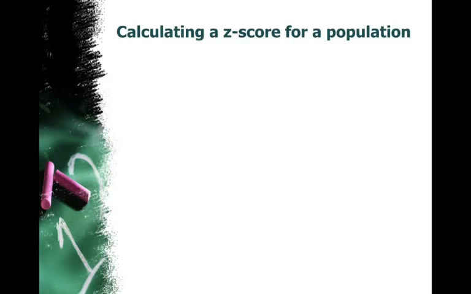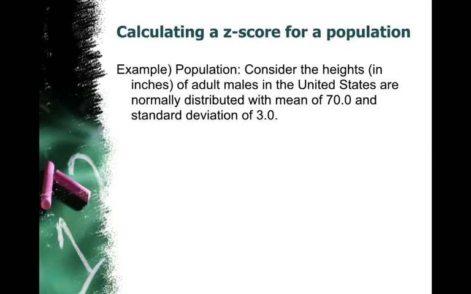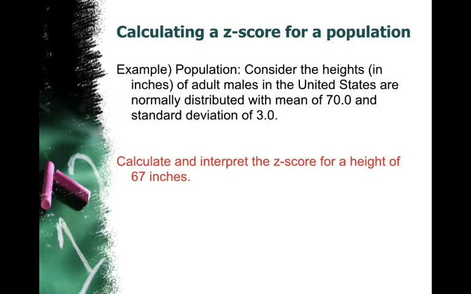Let's look at finding and interpreting a z-score for a population. Let's take an example. Here, let's consider the heights, in inches, for adult males in the United States. They have a normal distribution with a mean of 70 inches and a standard deviation of 3 inches. We want to calculate and interpret the z-score for a height of 67 inches.